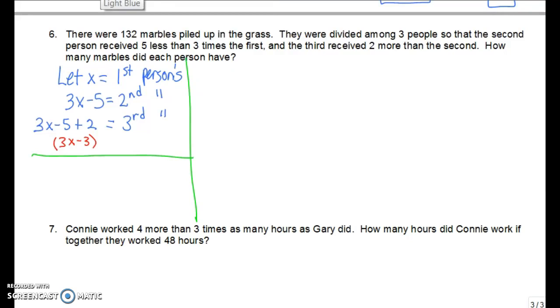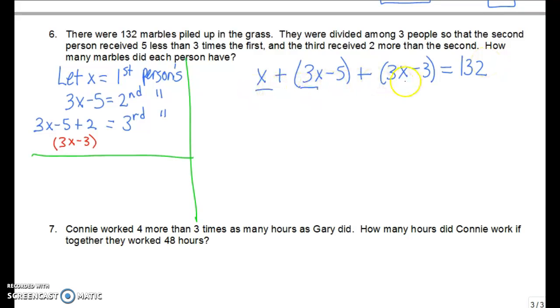Pause the video if you need to. All right, here goes my equation. I want to be writing this in blue. So x is the first person, 3x minus 5 is the second person, 3x minus 3 is the third person. When you put all of their marbles together, they have 132 marbles. Now I'm going to combine like terms. So watch this first, and then you can solve it on your own. 7x minus 8 equals 132.